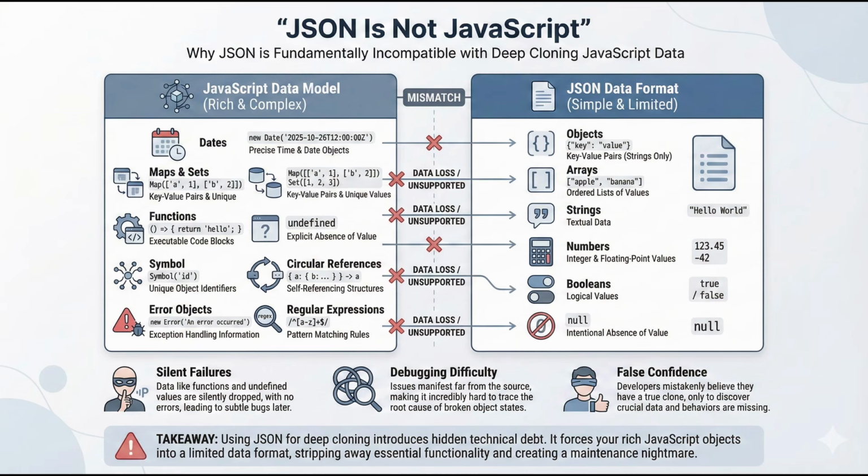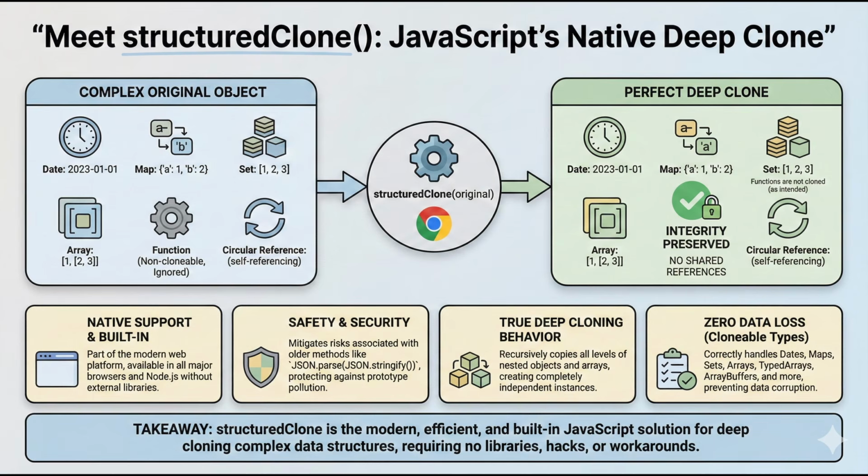This is where modern JavaScript quietly fixed the problem for us. There's now a native API called structuredClone. Instead of hacking around with JSON, you can just say const copy equals structuredClone of the original. That's it. No libraries, no tricks, no hidden data loss. It's native, it's safe, and it actually performs a real deep clone. Let me show you why this matters with a few quick examples.